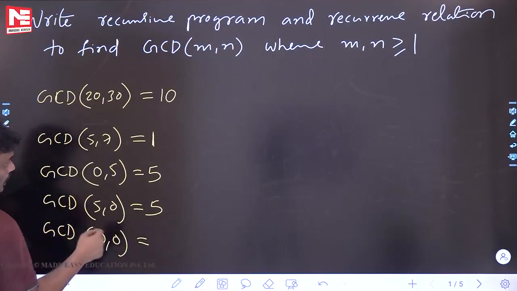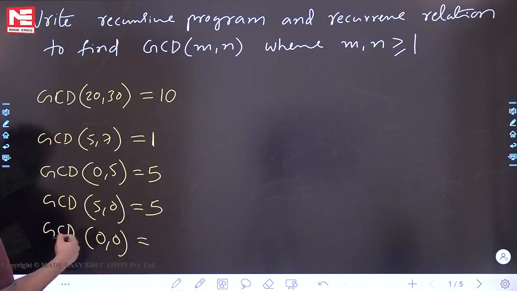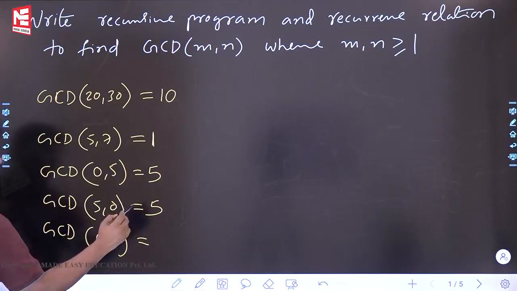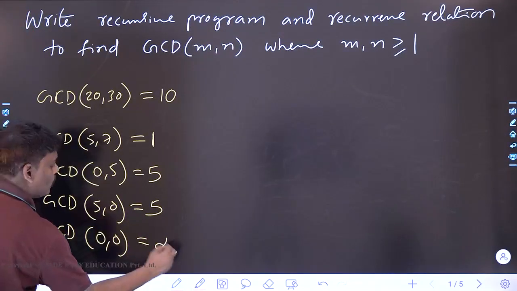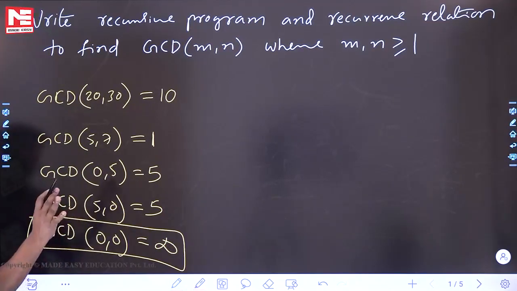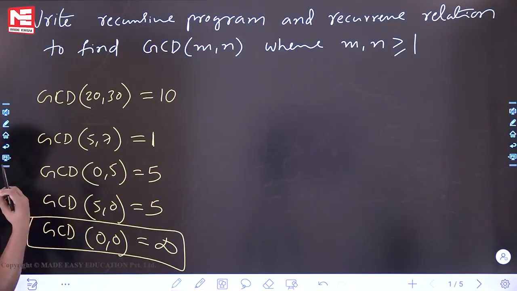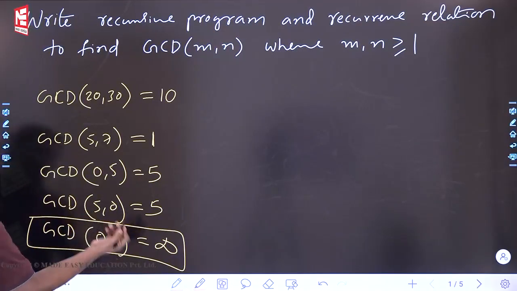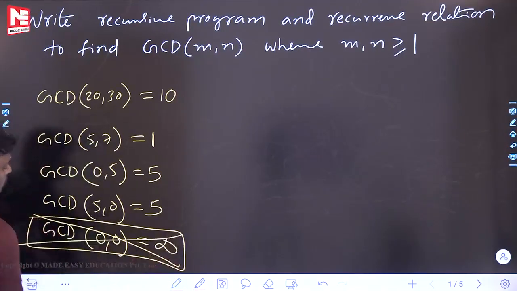What is the greatest number that can divide both? I think 1 can divide, 2 can divide, 3 can divide and so on. The greatest number which can divide both is infinite, an indication that GCD is not possible. By the GCD definition, GCD is not defined, right? If both the numbers are zeros, GCD is undefined.